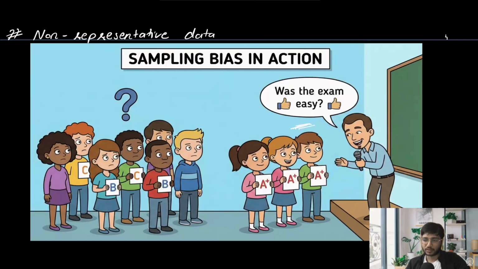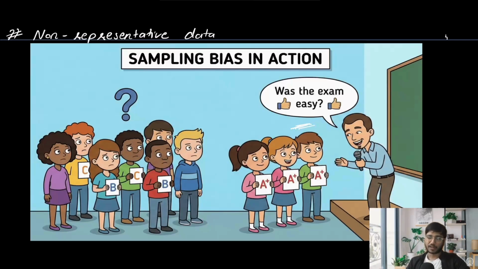But that's not the average consensus, right? You have to ask the entire class to know what the average result is, whether the exam was actually hard or not hard. This is sampling bias. That means you're not considering the overall data which you want to evaluate with, right?